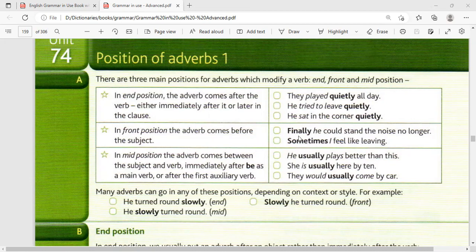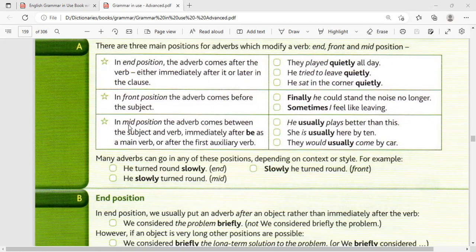So now the in front position. This is in front position, okay? Or here, this is end. After the verb, it's in the end here. Here, it's in front position.